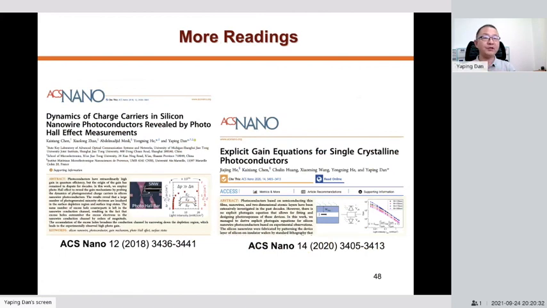Now, for a deeper understanding of this, please read my other two papers. Okay, one is published in ACS Nano in 2018. Another paper is published in ACS Nano in 2020. In these two papers, we address this issue with very solid experimental and simulation evidence.